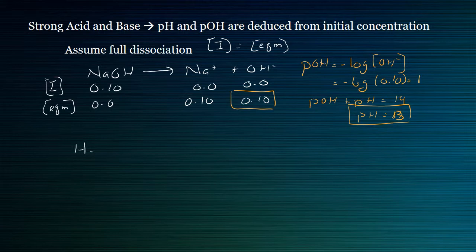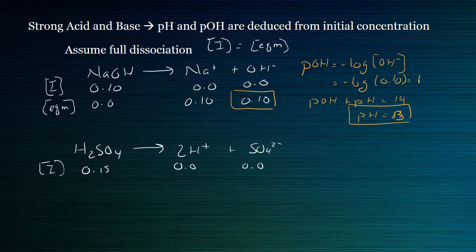Okay, so let's look at an acid. So if we take sulfuric acid, which is a strong acid, and it fully dissociates, this dissociates into 2 hydrogen ions and sulfate ions. So if we initially have 0.15 moles per decimeter cubed of sulfuric acid, and because it's strong, we assume complete dissociation, so we should have no sulfuric acid remaining. And we're going to have 2 times 0.15 hydrogen ions and 0.15 sulfate ions. Again, we only care about the hydrogen because that's what makes it acidic.